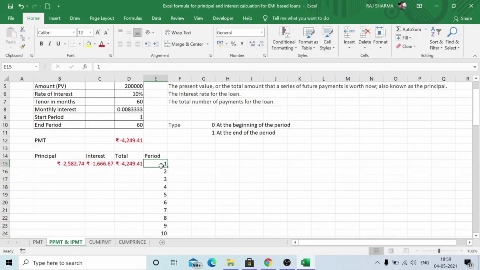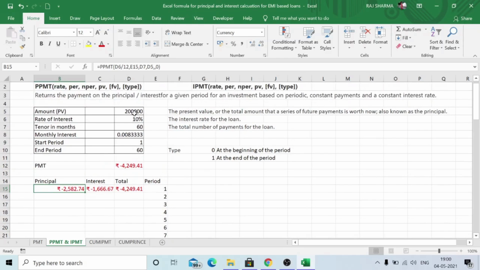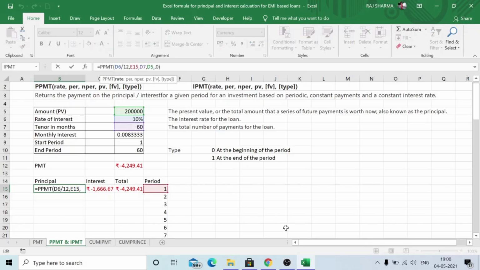So I have put the periods: first month, second month, third month, fourth month, fifth month, and we are going to drag this formula. For dragging the formula, what we need to take care of is that presently it is a relative formula, and we have to fix certain values. For fixing values, we have to freeze these given cells. For example, D6 is the rate of interest, so we have to fix this D6. What we can do is simply put a dollar sign in front of D and in front of 6.